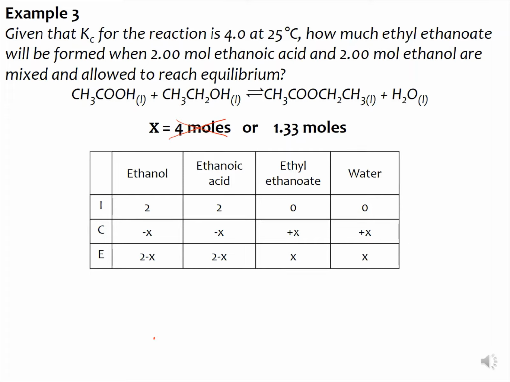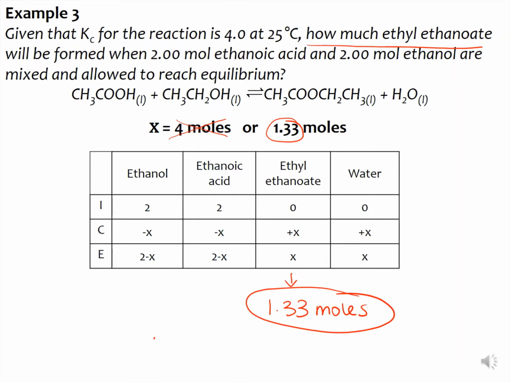So this tells us that our x value has to be 1.33. And our question says, how much ethyl ethanoate will be formed? Well, ethyl ethanoate we said would be x. We've worked out our value of x, so the answer to our question is that 1.33 moles would be formed. And that's how we do those.